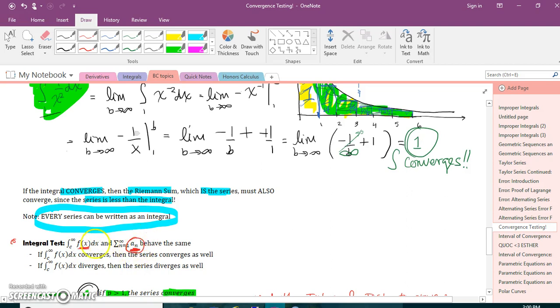So if you take your generator and write it as a function, just like we did right here, instead of 1 over n squared, 1 over x squared, then the integral, if it converges, then the series will also converge. If the integral diverges, the series will also diverge. So make sure you get that written down. This is very important here.